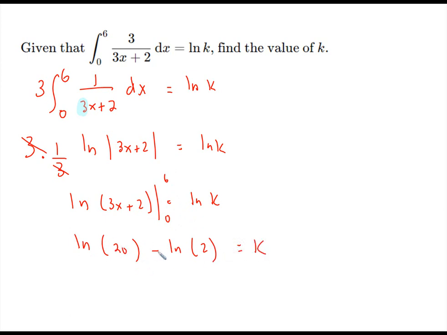So using natural log properties, this is the same thing as natural log 20 divided by 2 is equal to natural log k. So we're going to end up with the natural log of 10 is equal to the natural log of k. So we know k is equal to 10. Okay?